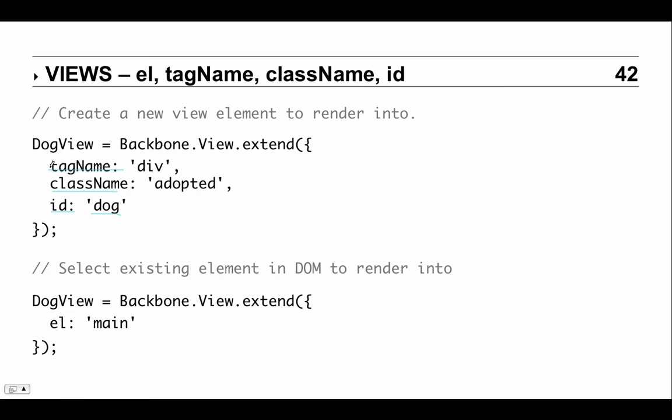So again, if you use any of these particular properties, tagName, className, or id, it will actually create an element in memory that we can render into the DOM later on. Now, if you already have an existing element in the DOM that you'd simply like to render the view into, you can just use the el property directly and set it to an element that already exists in the DOM, and it will just sort of swap out or replace the content in that element whenever you render.